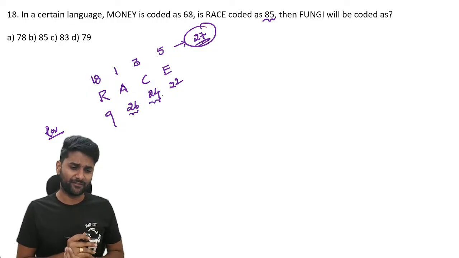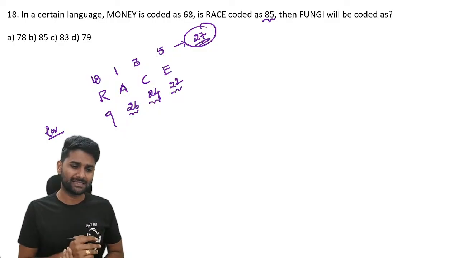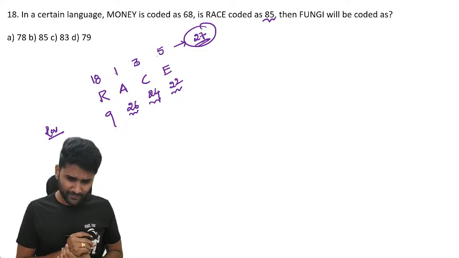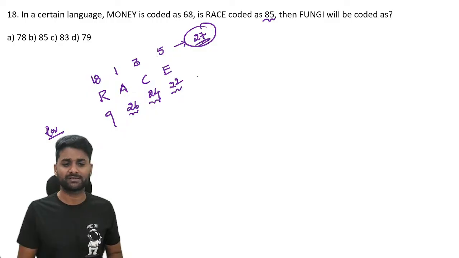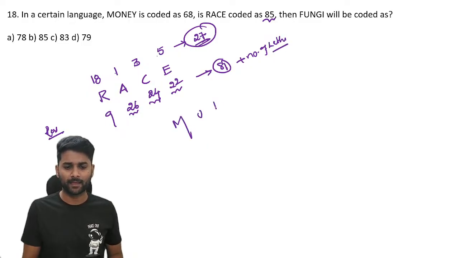Go through the sum. 26 plus 24 is 50. 50 plus 22 is 72, plus 9 is 81, plus the number of letters. We are not sure, so verify with money also. So we are talking about the reverse alphabetical positions now.